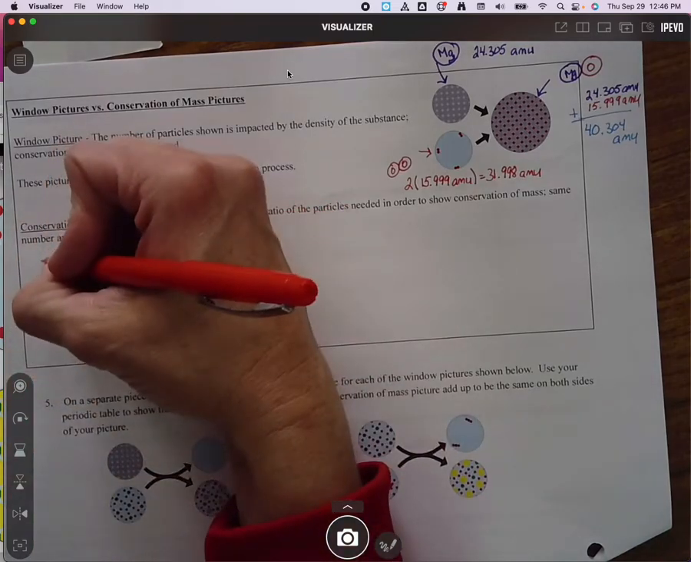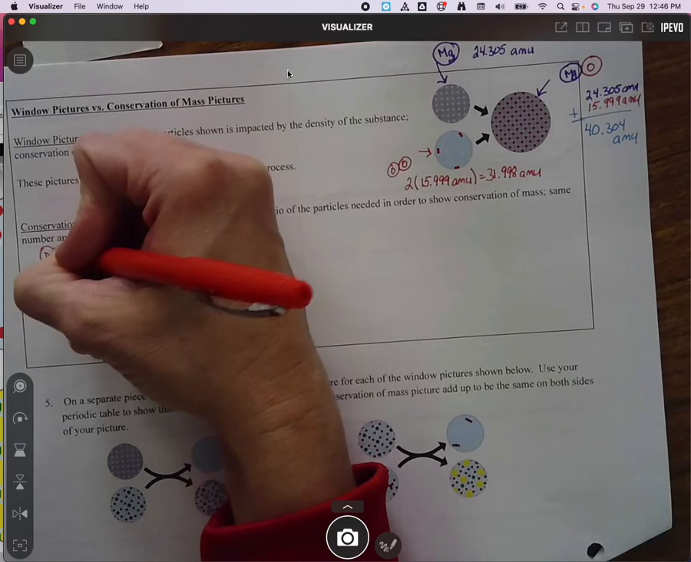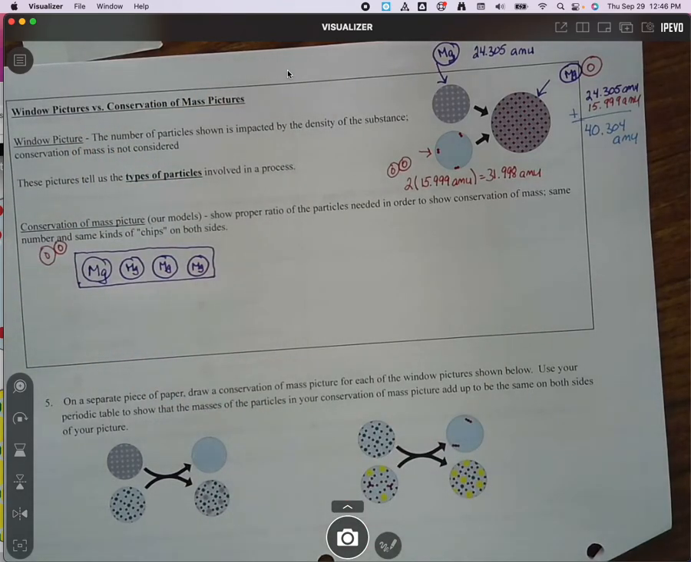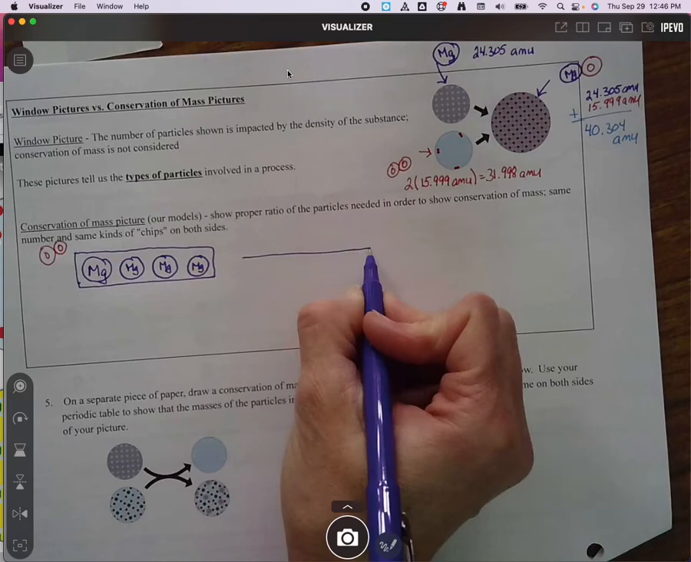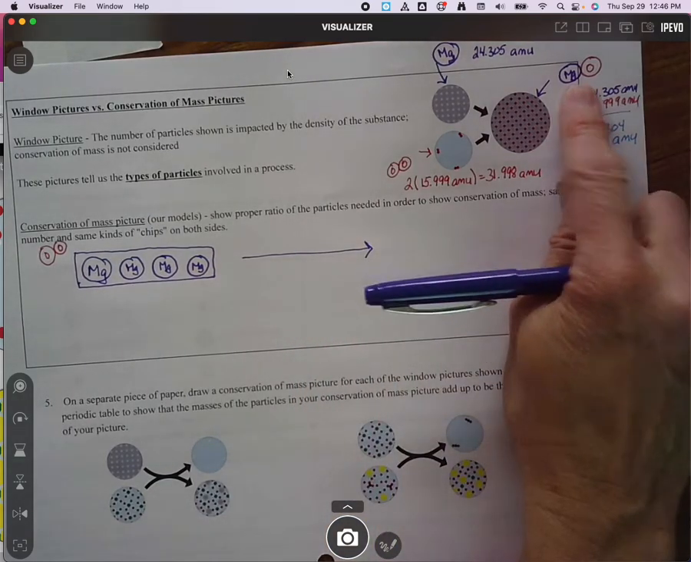According to my window picture, the magnesium strip is going to interact with one of these pairs of oxygens, and make the MgOs.